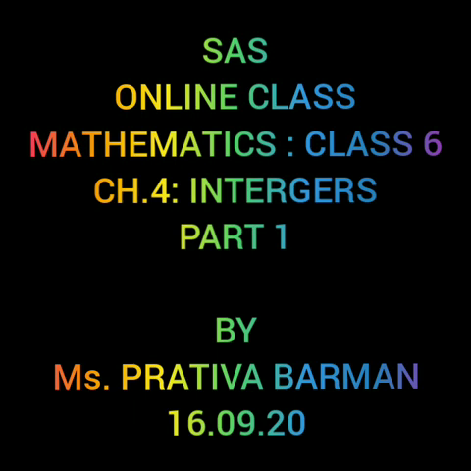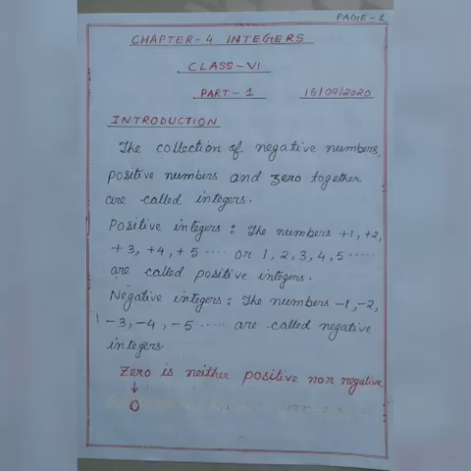Today we are going to start a new chapter, integers. This is the first part. The collection of negative numbers, positive numbers, and zero together are called integers. Now, what are positive integers? The numbers starting from 1 to infinity, that is 1, 2, 3, 4, 5, 6, and up to infinity are called positive integers.